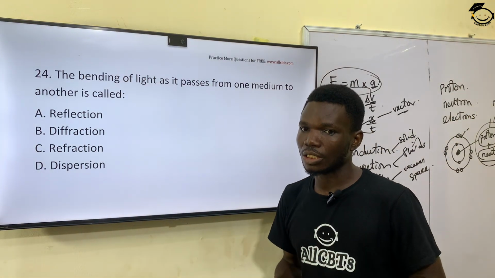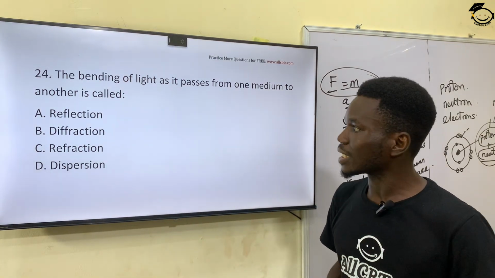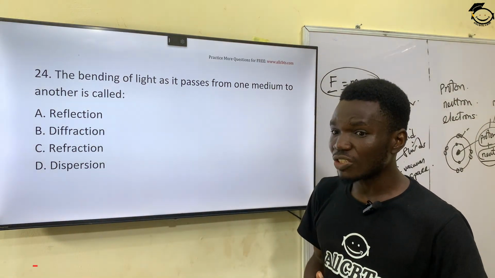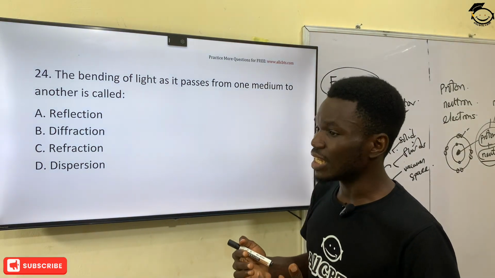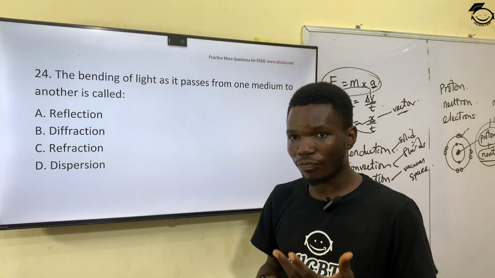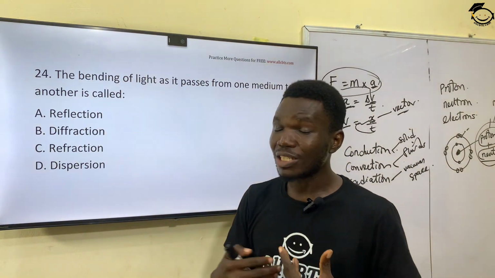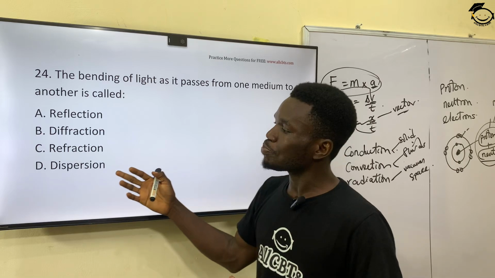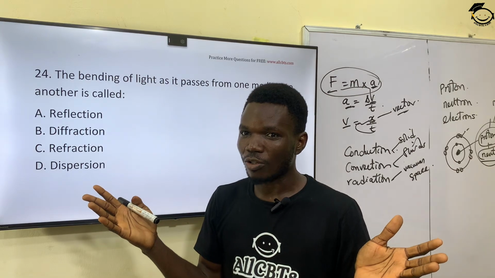Moving on. Question number 24 says, the bending of light as it passes from one medium to another is called dash. Now, the first option there is reflection. Reflection is not the bending of light. Reflection is the redirection of light when it hits an obstacle. When light is reflected, it hits an obstacle and bounces back. While diffraction is when it bends around the obstacle and passes through, using either a small aperture or a large aperture. While dispersion is the separation of white light into different colors.